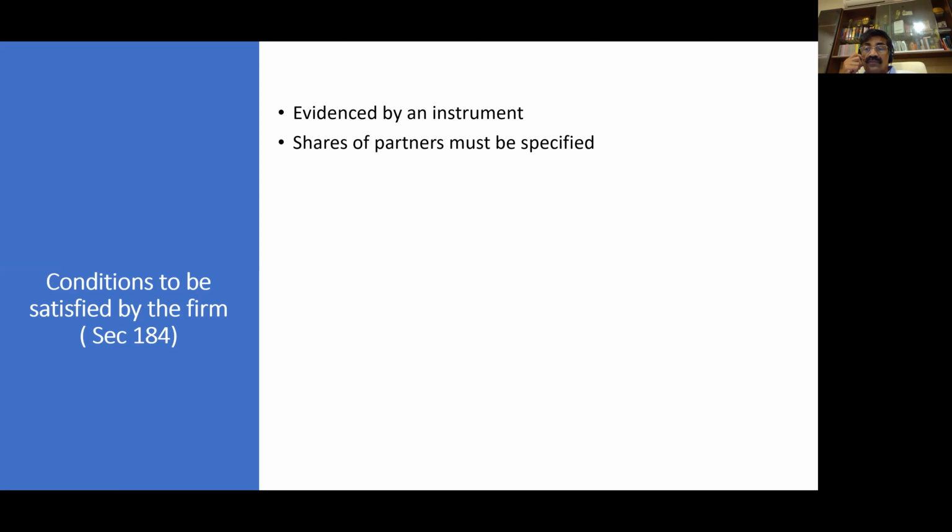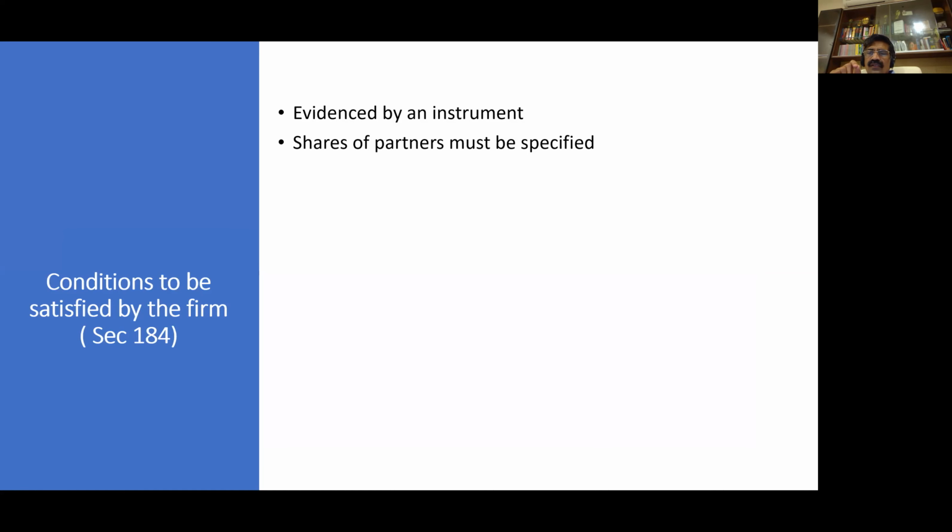Second point, in the case of a partnership firm, you would have read in your 11th standard onwards, if the share of profit is not specified, then in those circumstances, under the Partnership Act, the partners will be deemed to be sharing profits or losses equally. Whereas in income tax, they specify that the shares of the partners must be specified. That means you have to specify what is the profit sharing ratio of each of the partners.